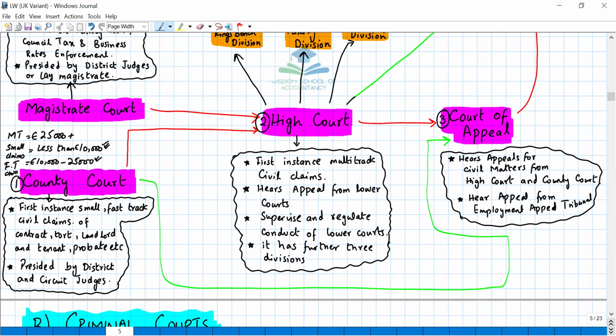The case is heard by either the district judges or circuit judges. Like in other countries, there are provinces. In the UK, there is circuit. So this is the jurisdiction. This is the authority of the county court.